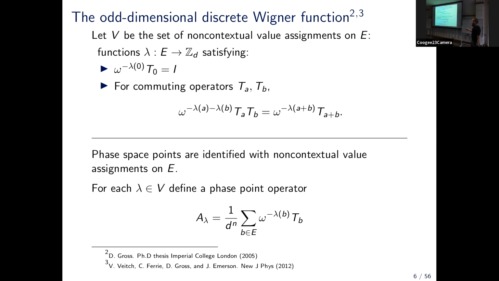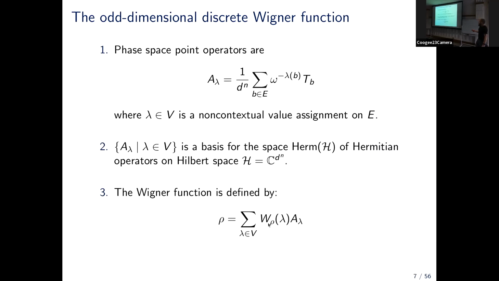Points in the phase space are identified with these non-contextual value assignments on the Pauli operators, where for each non-contextual value assignment function lambda, you have a phase space point operator that looks like this. It's just a sum over the Pauli operators weighted by the non-contextual value assignment. Now these phase space point operators form a basis for the space of Hermitian operators, and so any state can be expanded in terms of these. It looks something like this. And this is how we define the odd-dimensional discrete Wigner function.